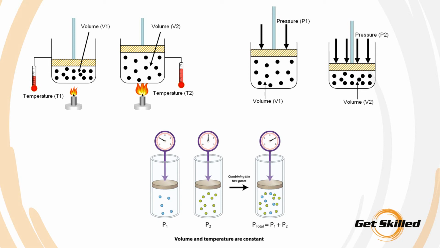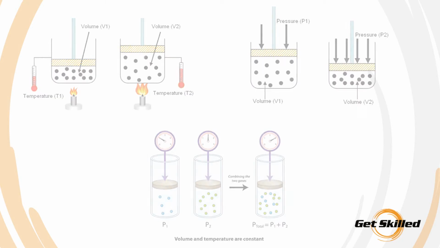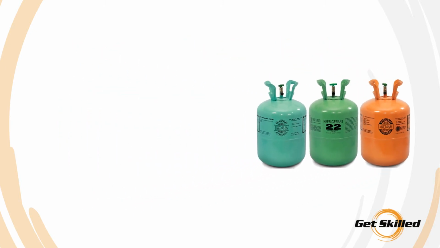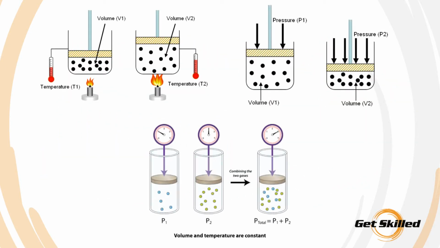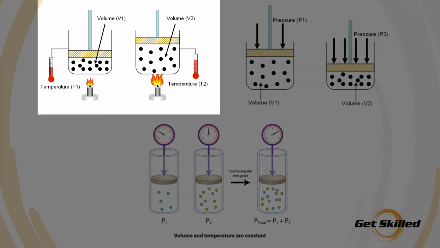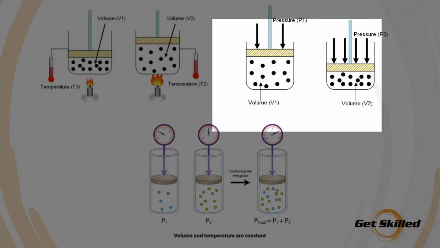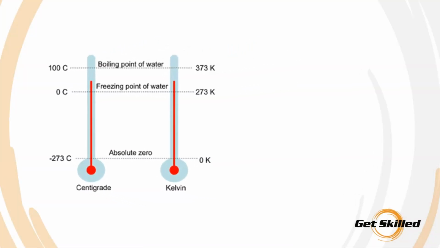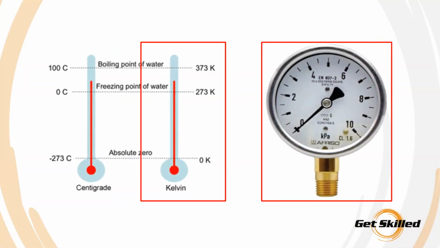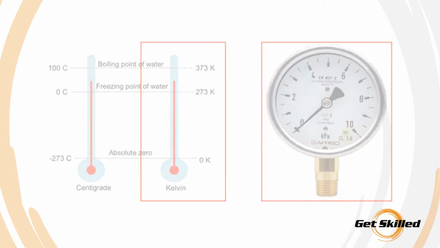The basic gas laws are important to help understand how refrigerant behaves in the vapor compression cycle. These basic gas laws are Charles' law, Boyle's law, and Dalton's law. Absolute values for temperature and pressure are used for gas law calculations.